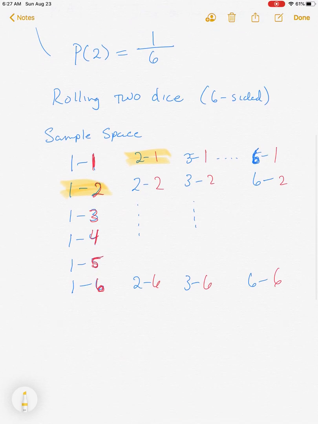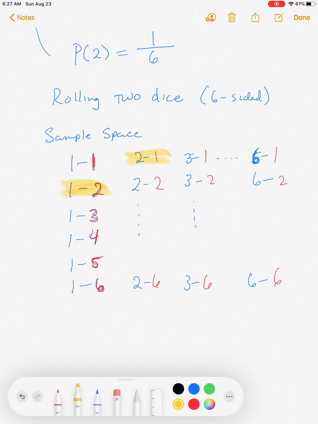So we could ask some questions now. First of all, the size of the sample space, I think you can see it is 36. We have a 6 by 6 grid. So let me ask some more questions here.